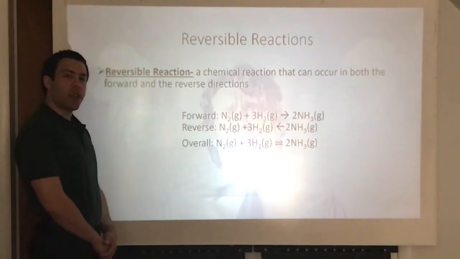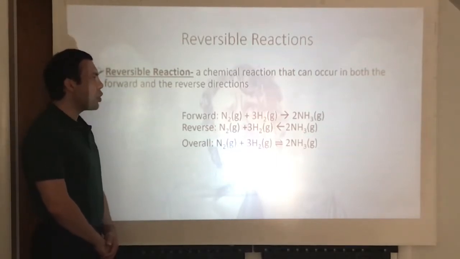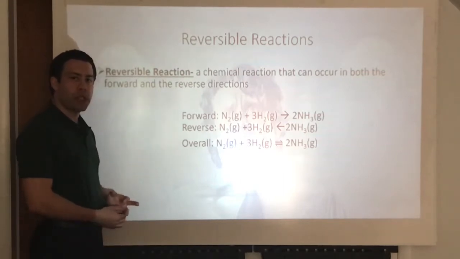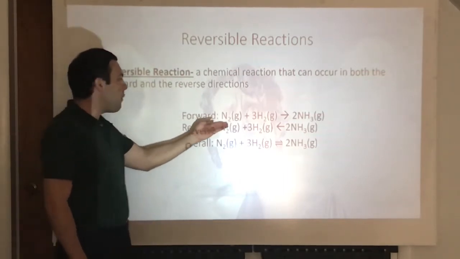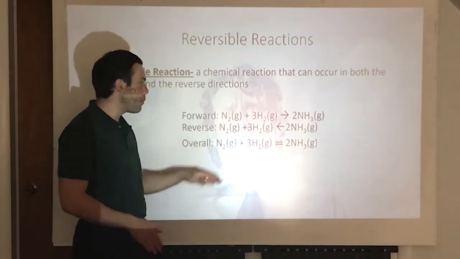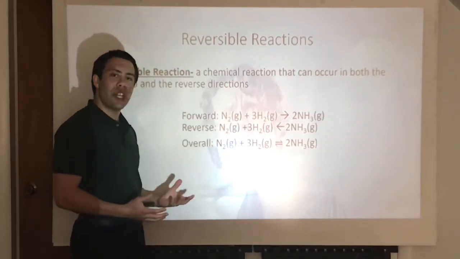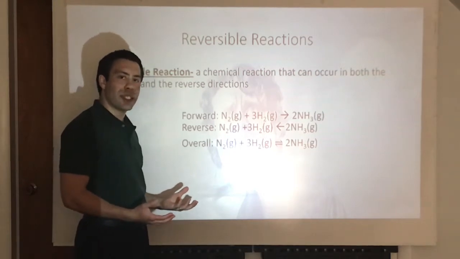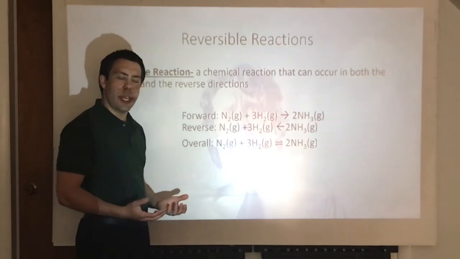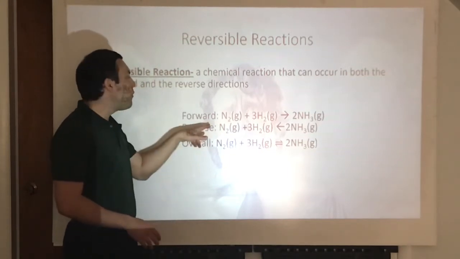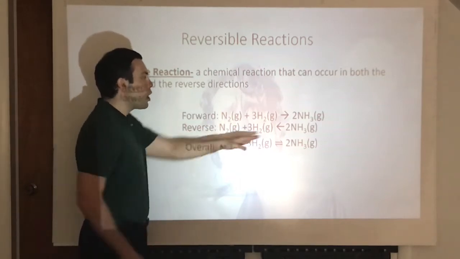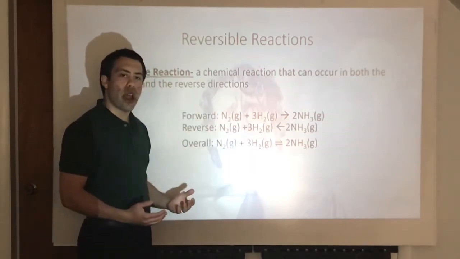A reversible reaction is a chemical reaction that could occur in both the forward and reverse directions. For example, in the forward reaction we have N2, nitrogen gas, combining with 3 H2s, hydrogen gases, to make 2 moles of ammonia gas, NH3. The forward reaction is a synthesis reaction, 2 reactants combining to form 1 product.